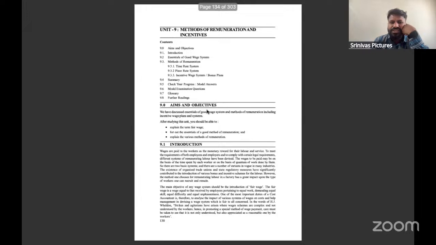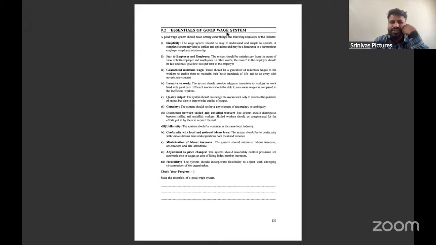Before discussing the time rate system, we need to discuss the essentials of a good wage system. The wage system needs to consist of simplicity and be fair to employer and employee, with guaranteed minimum wages, incentives to work, quality output, certainty and uniformity, distinction between skilled and unskilled workers, conformity with local and national labor laws, minimization of labor turnover, adjustment of piece changes, and flexibility. All these features need to be considered for the essentials of a good wage system.